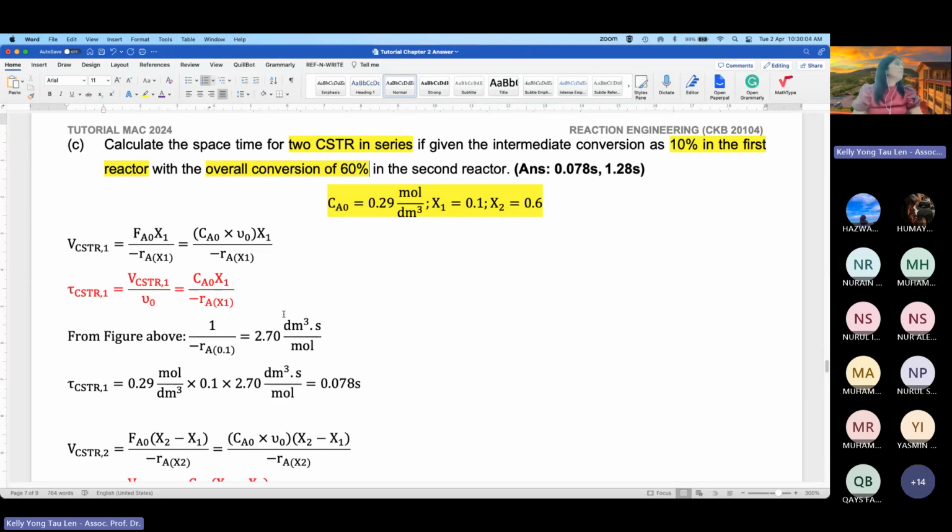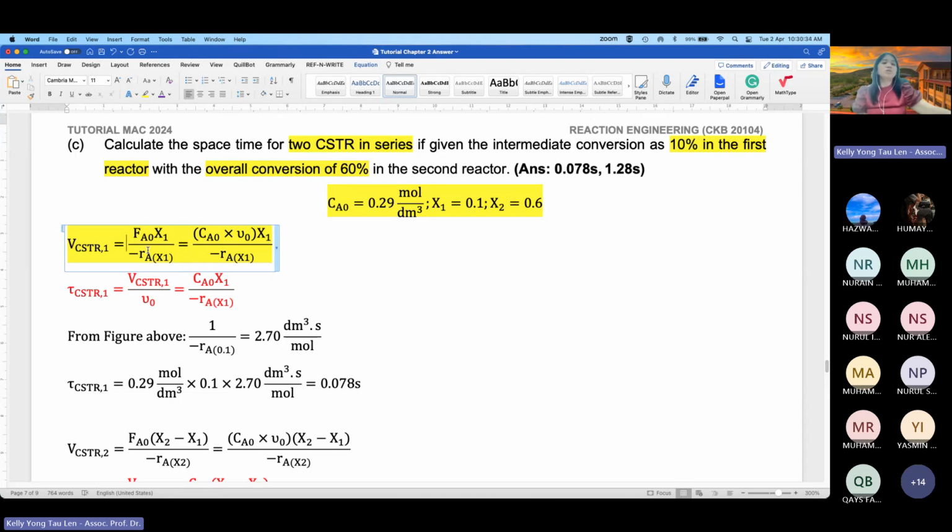Okay, so you remember the original formula to find the volume of CSTR1 is volume CSTR1 equals FA0 X1 per minus RA at X1. So this was the original formula. So again, the challenge is I don't have space-time, which I want to find. Tau CSTR1, I don't have. And I also don't have FA0.